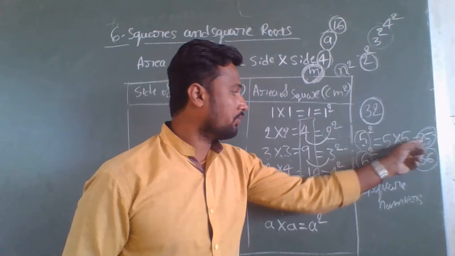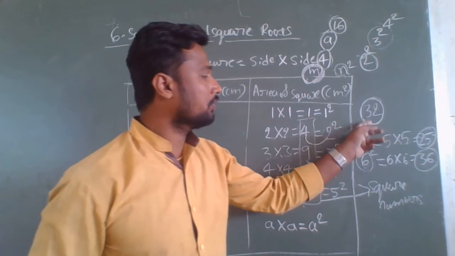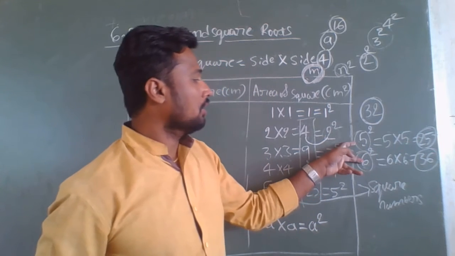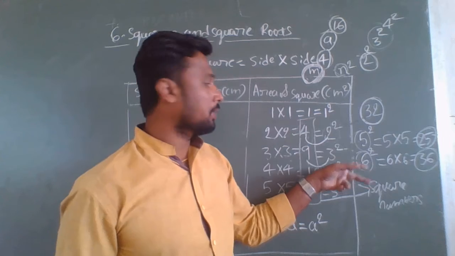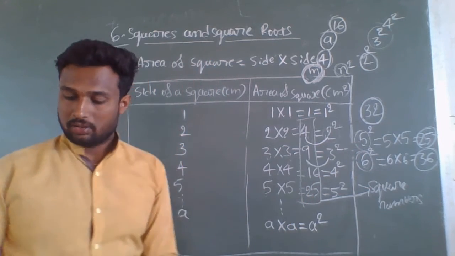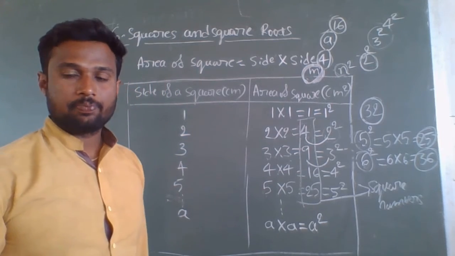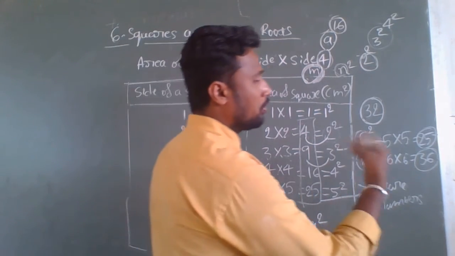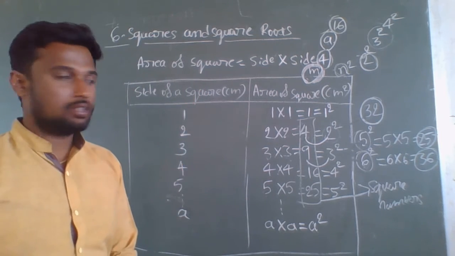So here it is 25 and here it is 36. So it must be the square of some natural number between 5 and 6. But there is no natural number between 5 and 6. What will you get? 5.5, 5.2, 5.7. These are all not natural numbers.